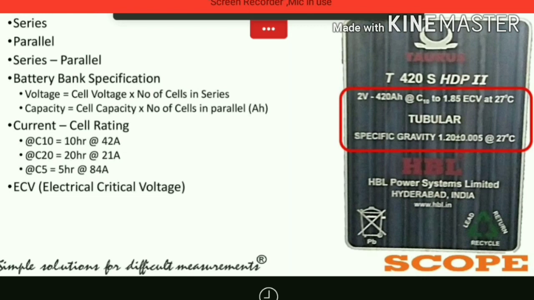ECV, the electrical critical voltage, is the voltage beyond which the cell will go into the deep discharge mode. So this is very essential while you are doing the battery discharging test. It's a very important parameter for that test.